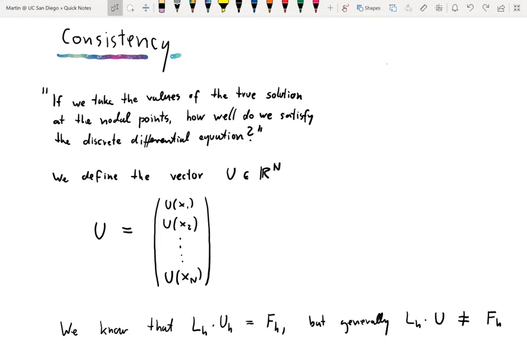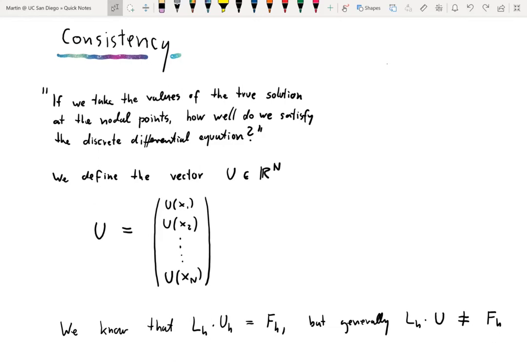The question of consistency of a numerical method for a boundary value problem is as follows. If we take the values of the true solution at the nodal points, how well do we satisfy the discrete differential equation? So let us suppose that u is the true solution of the boundary value problem, and then we define a vector capital U, which is a vector of size n, by taking the values u at x1, u at x2, up to u at xn. Okay, what can we do with that vector?